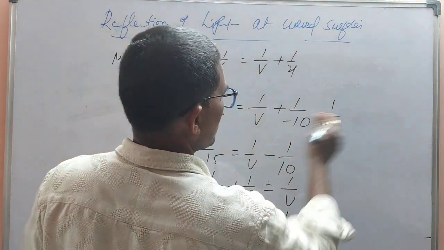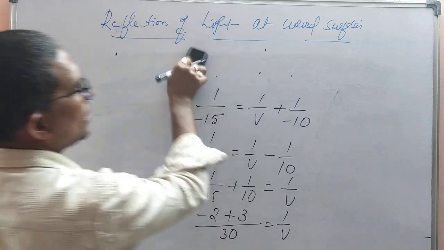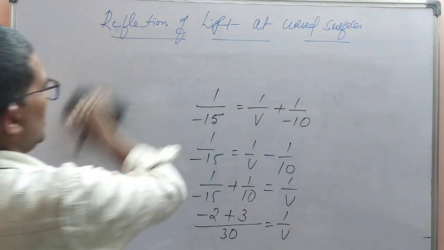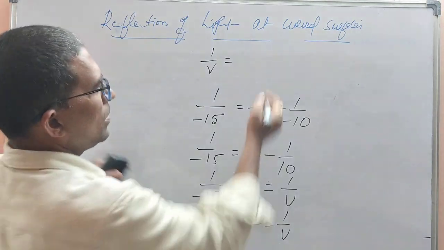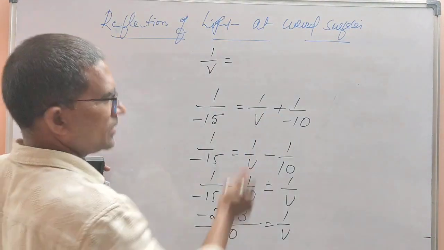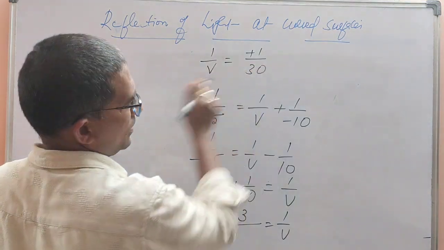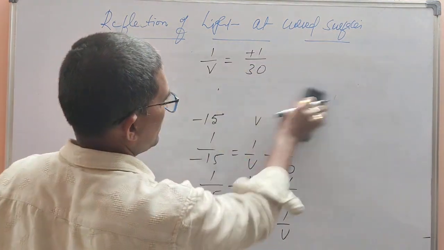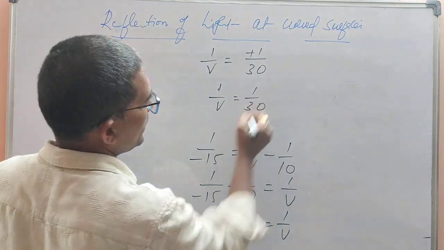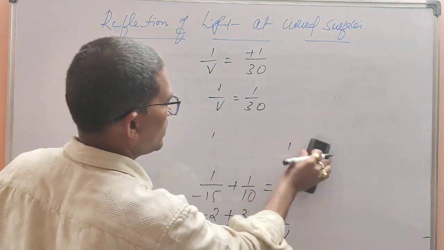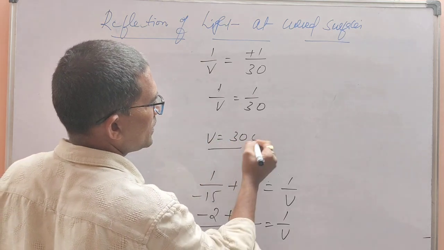1 by v, now I will rub this one and I will write at the top. 1 by v is equal to minus 2 plus 3, that is plus 1 by 30. Okay, now 1 by v is equal to 1 by 30. Now reciprocal, v is equal to 30 centimeter.